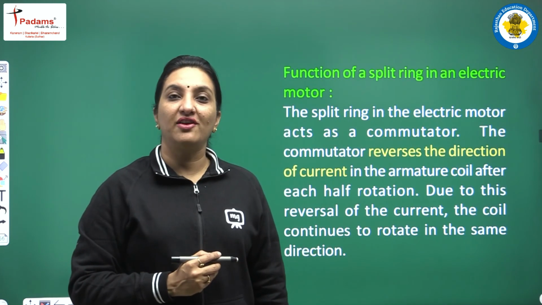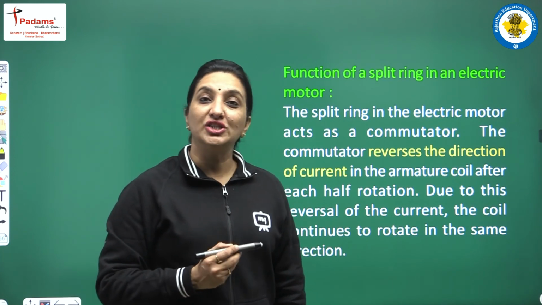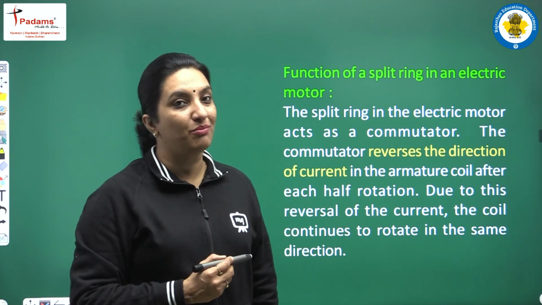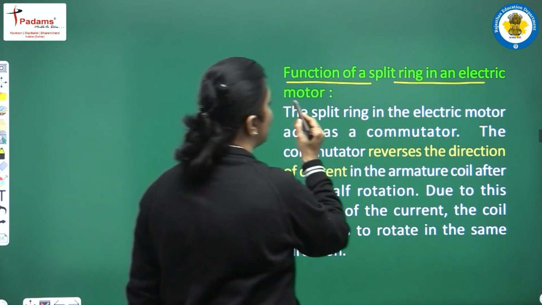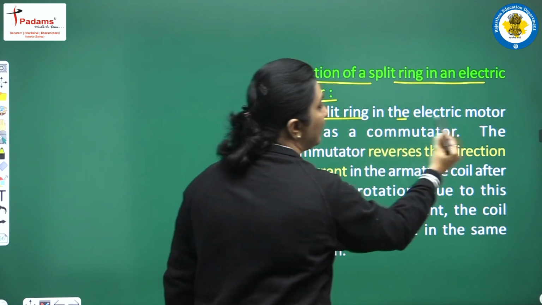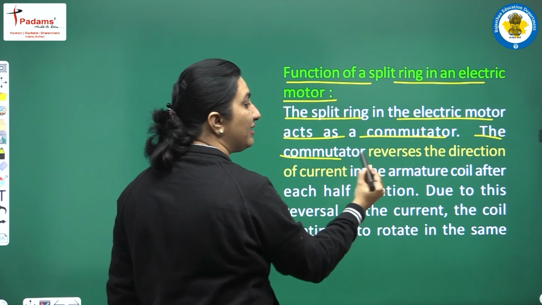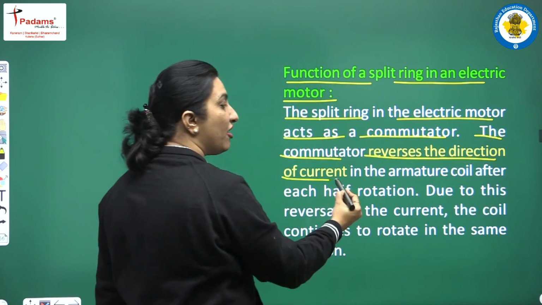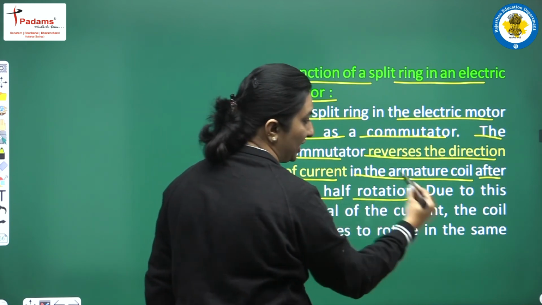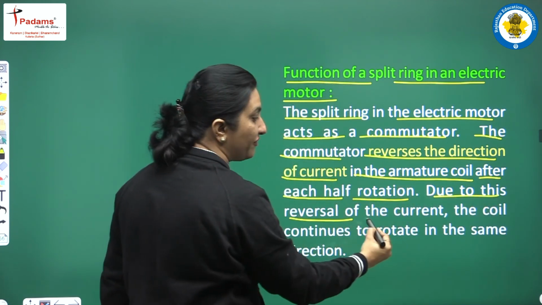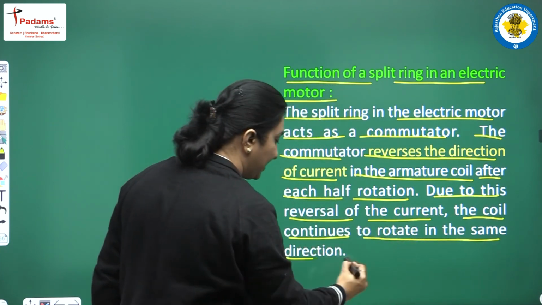So now students, we will write the answer for the last part of the question, which was the function of split rings for an electric motor. Now students, here is the function of a split ring in an electric motor. The split ring in the electric motor acts as a commutator. The commutator reverses the direction of current in the armature coil after each half rotation. Due to this reversal of the current, the coil continues to rotate in the same direction.